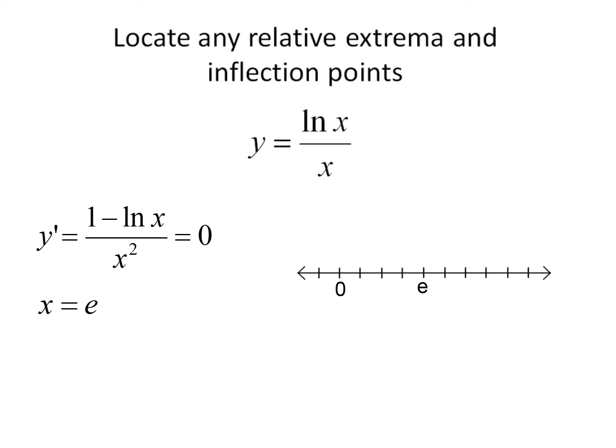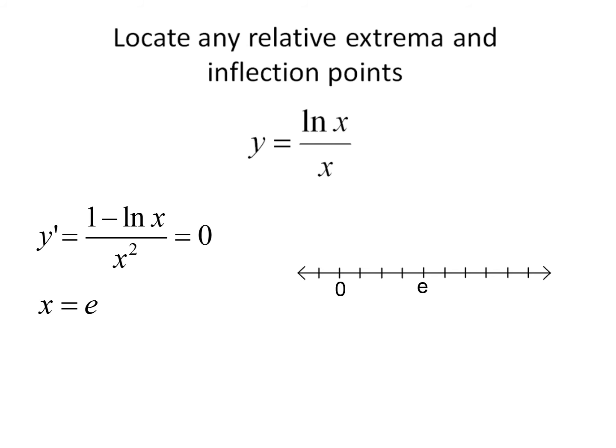The reason I have 0 there is because the domain of this function is going to be x has to be greater than 0. It has to be greater than 0 because the natural log of x can only operate on positive numbers. And it cannot be 0 because the denominator can't be 0. So my domain is going to be x has to be greater than 0.